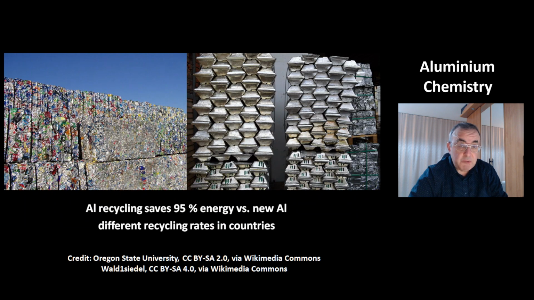That's why aluminium recycling is a better process to get back the aluminium metal. It saves about 95% energy versus new aluminium. You don't need the mining, you don't need the Bayer process, and you don't need the electrolysis process. Different countries have different recycling rates, and there's still a lot of room for progress.